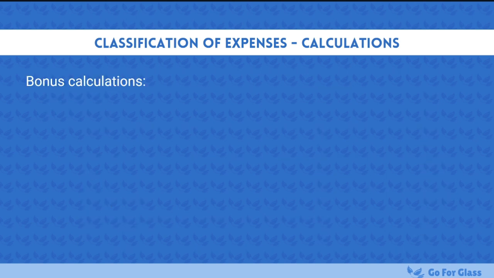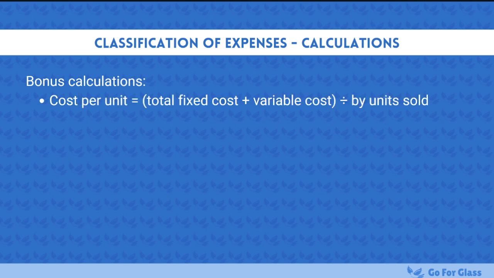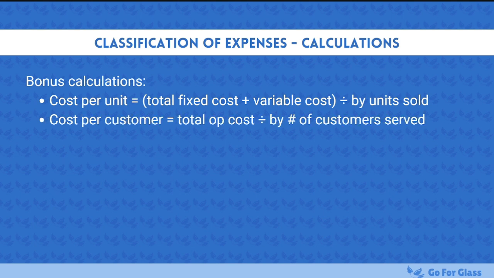Also, do these bonus calculations for analysis points. Cost per unit is equal to total production cost divided by units sold. For example, $1,250 divided by 50 units equals a unit cost of $2.50 per unit. Cost per customer is equal to total marketing and sales cost divided by number of customers served. For example, $1,250 divided by 250 customers is equal to $5 per customer. These are great for explaining why your prices are fair or why you need funding.